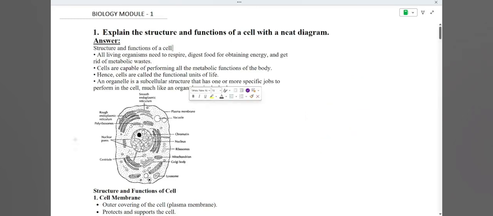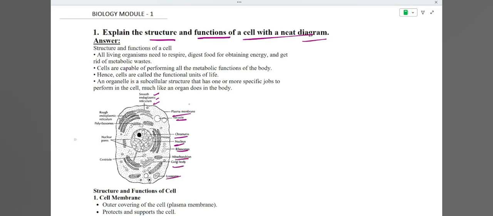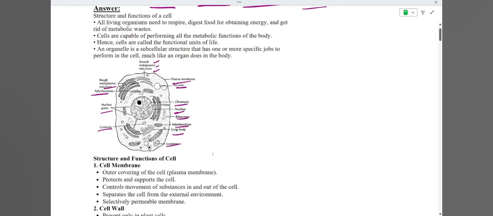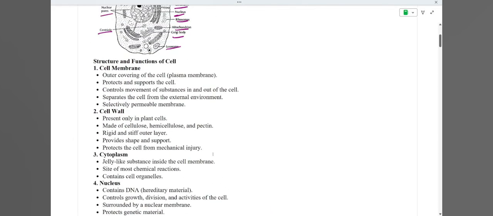See, first question what they have asked: the structure and the functions of the cell with neat diagram. You can see here there is a smooth endoplasmic reticulum, plasma membrane, vacuole, chromatin, nucleus, which is the center part, and it has DNA, RNA, and all, ribosomes, protein synthesis. It is used. Mitochondria, powerhouse of the cell, Golgi body, lysosome, that is suicide cell, and centriole, nuclear pores, polyribosomes, and rough endoplasmic reticulum. Now let's discuss what is the function of each.